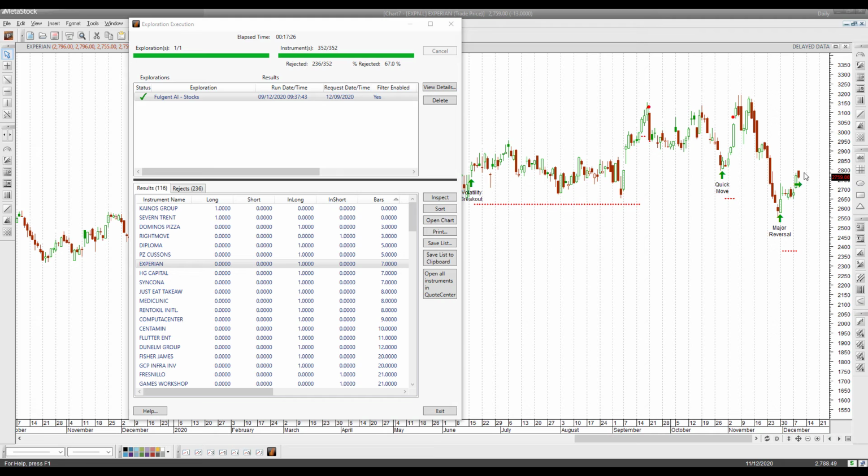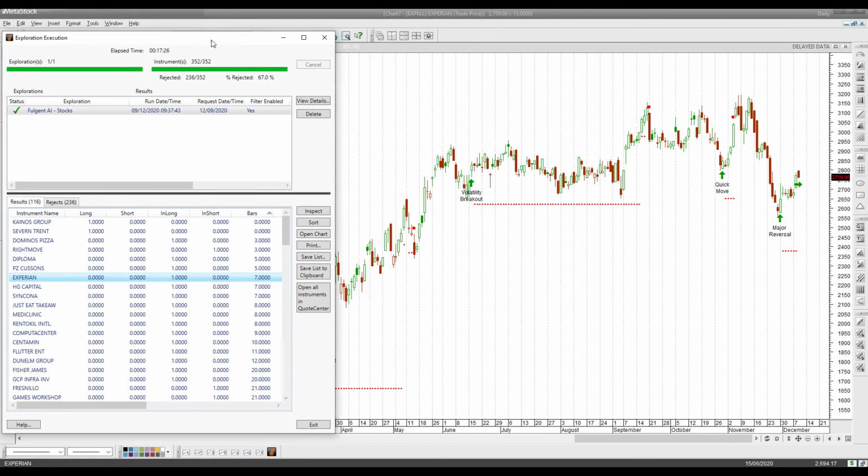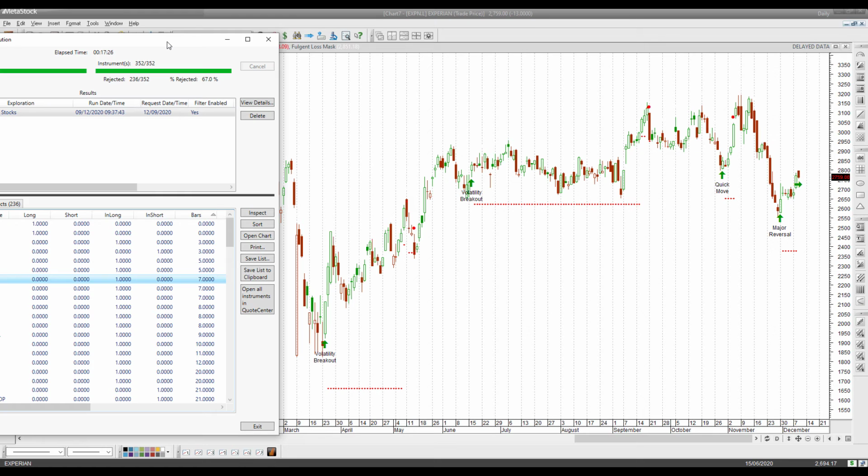Experian major reversal, so we should see some uptrend coming from Experian. There's been some great signals as well there. You can see volatility breakout back here, you get in the trade, stop loss hit there, another volatility breakout there, very much sideways moving, and then you got your profit signal out there, quick move out there, and then a major reversal, still in a long trade, quite a wide stop loss adjusted by the AI itself.